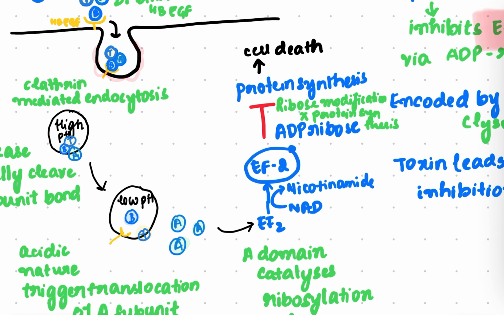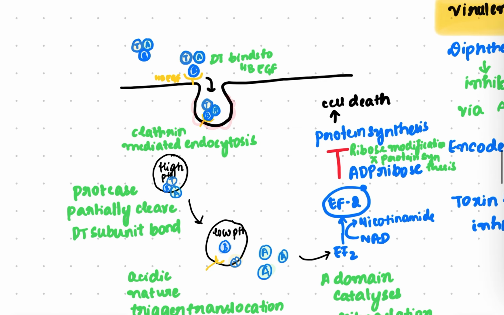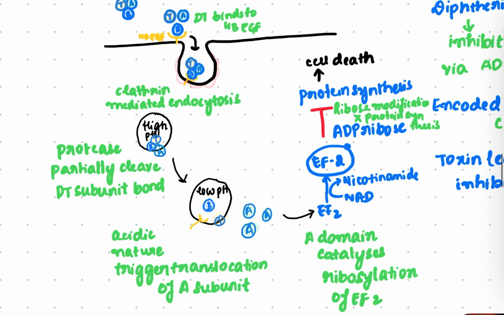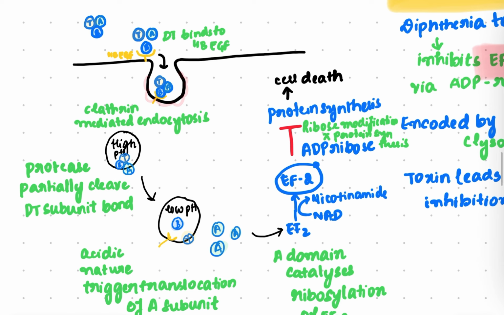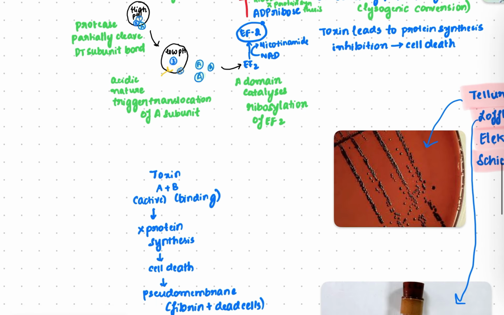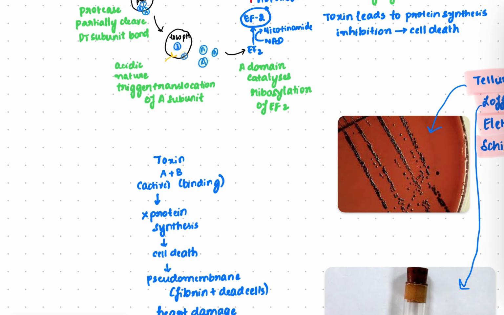So first the DT binds to the HB-EGF, and there is clathrin mediated endocytosis, and protease partially cleaves the DT subunit bond, and the acidic nature triggers translocation of the A subunit, and the A domain catalyzes the ribosylation of EF-2, and this causes modification and inhibition of protein synthesis, which finally leads to cell death. So in gist, the toxin contains two parts, A part and B part. A is active, B is binding.